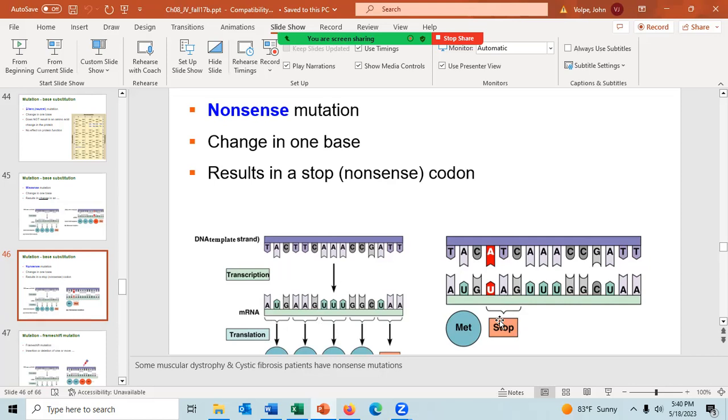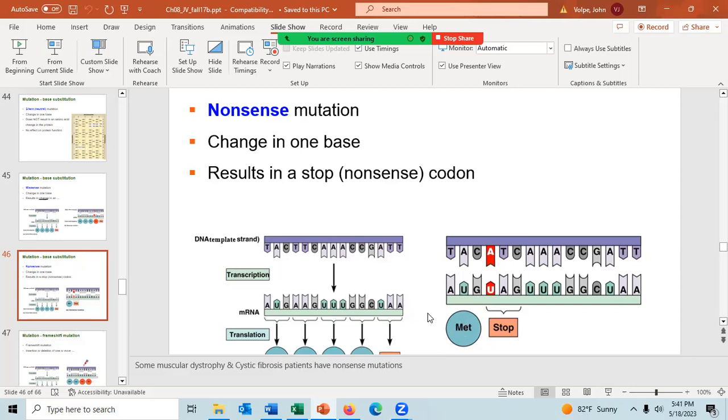This often makes the protein non-functional. It really depends on where the function of the protein is. But if you put the stop codon in the protein, you really change a lot of the protein. An example of a stop codon is some muscular dystrophy patients and some cystic fibrosis patients have a mutation creating a stop codon. And so their protein, when it's translated, will be a truncated protein.